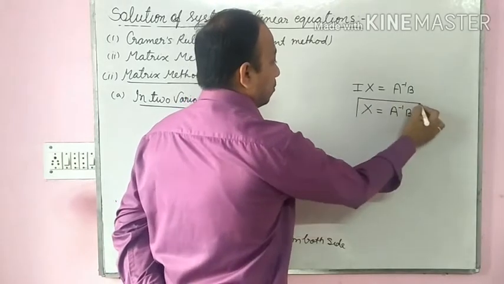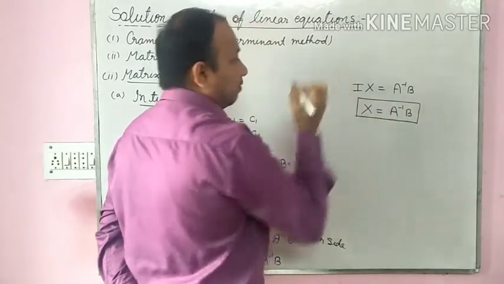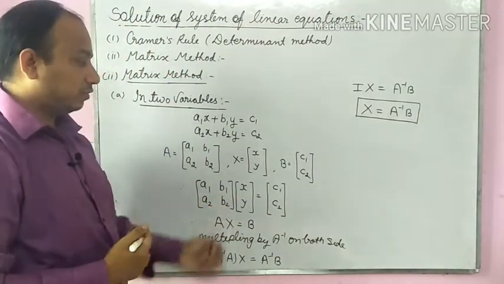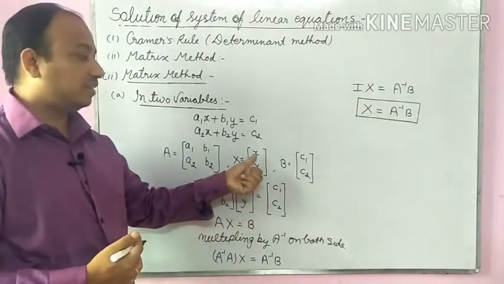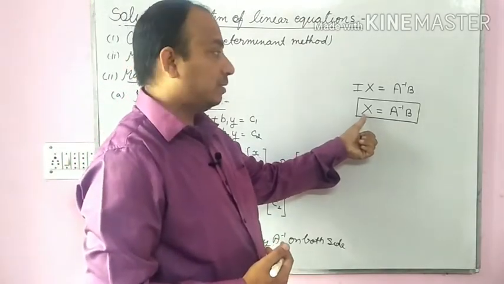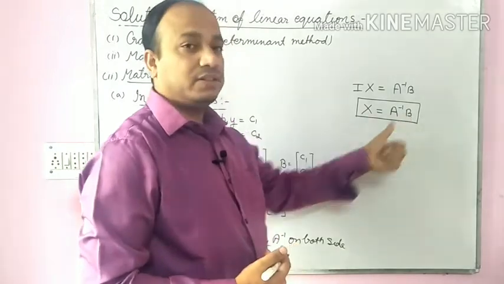So this is the formula for finding the variables of a linear equation, or the solution of a linear equation. In the solution of a linear equation we find the value of the variables, and matrix X is in the form of variables, and X equals A inverse B.